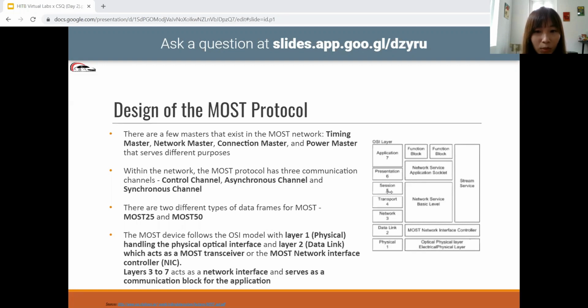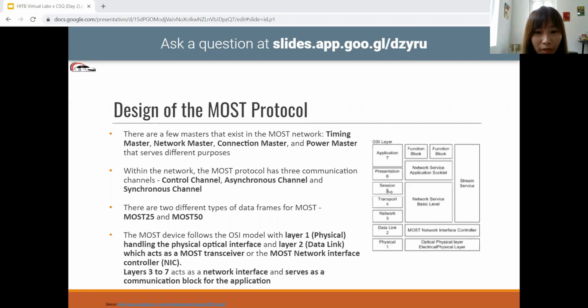So MOST 25 itself supports the optical transport medium, and it usually presents about 60 bytes of data frame. And for MOST 50, it supports both optical and electrical transport medium, and supports 117 bytes of data frame. Right, so over here, as you can see from the diagram, the OSI layer.